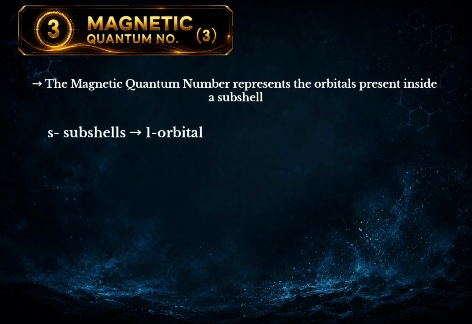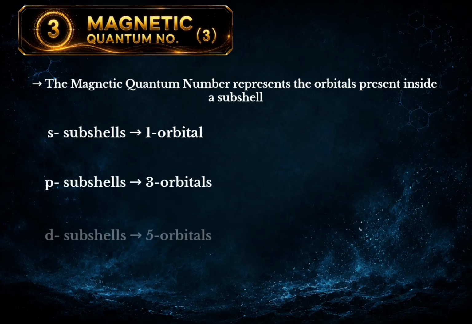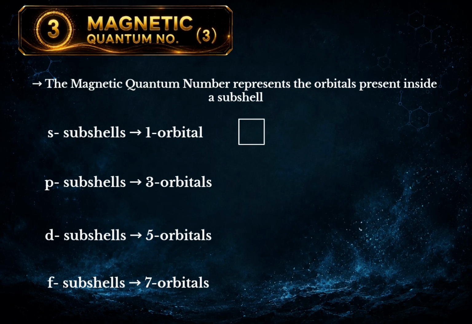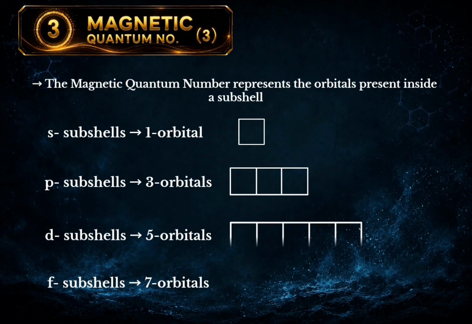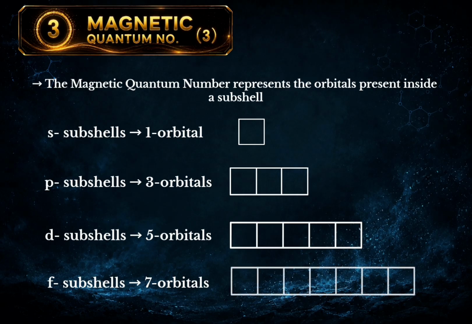The S subshell has 1 orbital. The P subshell has 3 orbitals. The D subshell has 5 orbitals. And the F subshell has 7 orbitals. Simple enough, right? Now, we represent orbitals using boxes. Since the S subshell has 1 orbital, we draw 1 box. The P subshell has 3 orbitals, so we draw 3 boxes. The D subshell has 5 orbitals, so we draw 5 boxes. And the F subshell has 7 orbitals, so we draw 7 boxes.